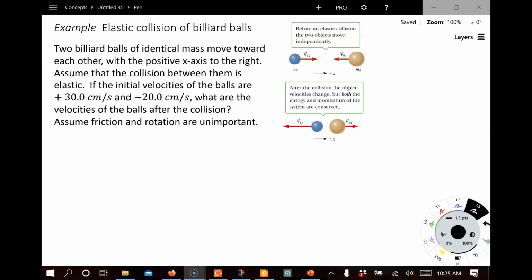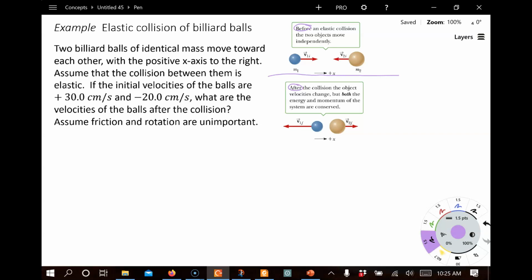Hi, this is an example problem from Chapter 7 on an elastic collision. Pause for a moment and read the question. So as usual, we've gone ahead and divided the before and after here. We've got your before up above and your after below, and you can see initially the two objects are coming together. And afterwards they've collided and they're moving apart.